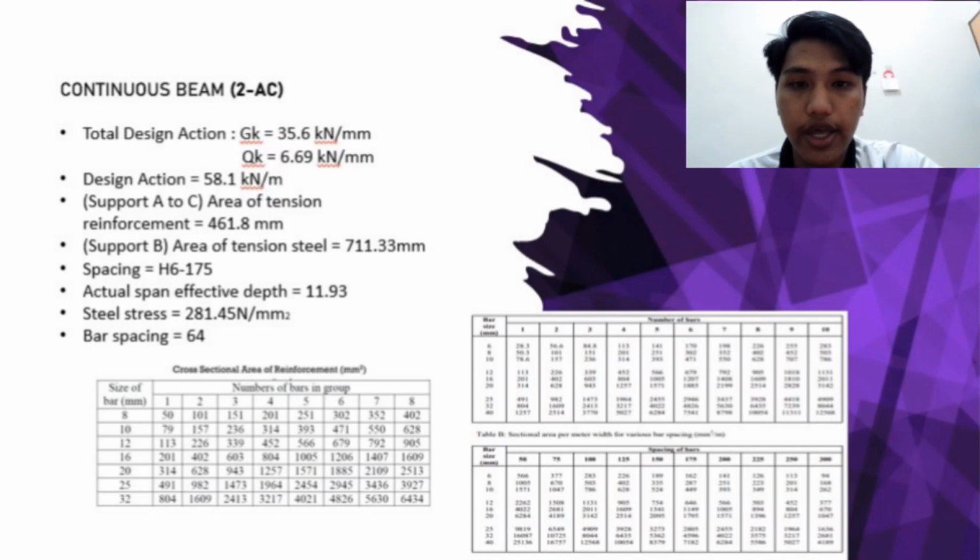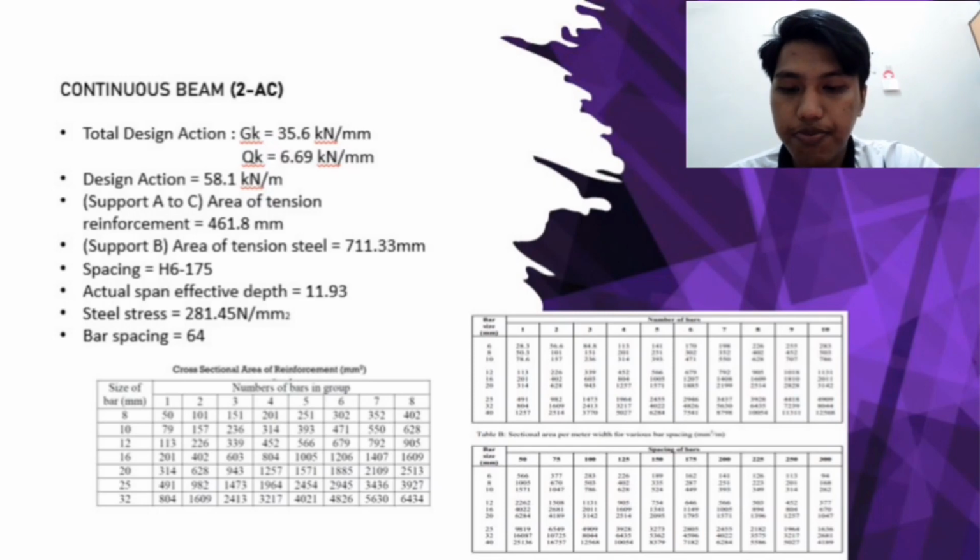At the support A, the value of maximum shear force is 73.6. At the support B, the value is 108.93, and at the support C, the value is 67.24. Next is the value of maximum bending moment. At support A, the value is 49.57. At support B, the value is 65.37. And at support C, the value is 38.78.